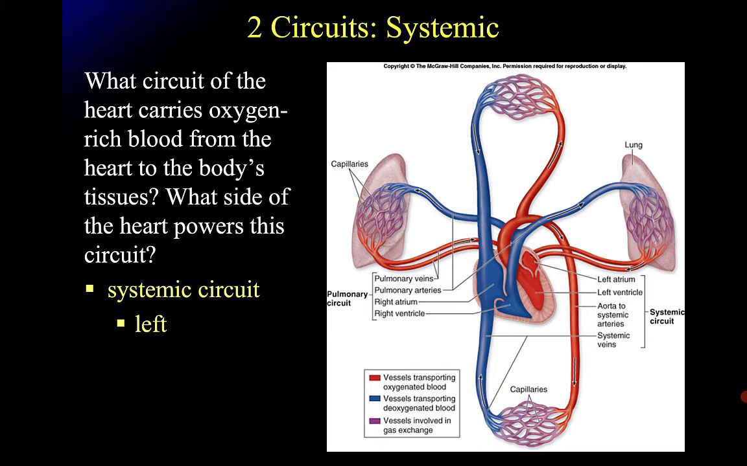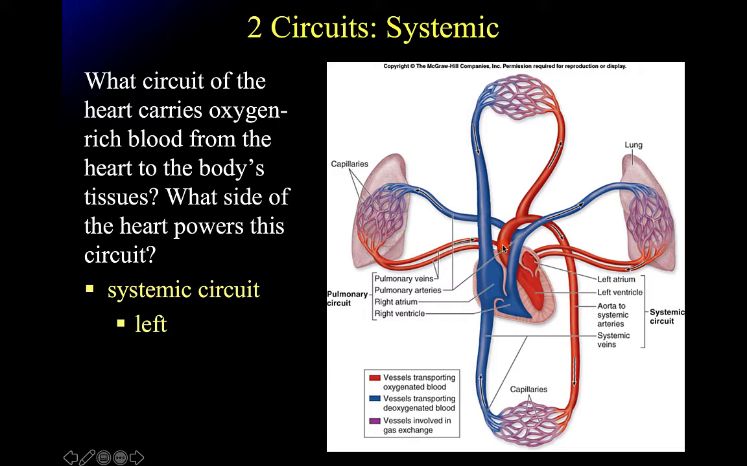The systemic circuit is going to carry oxygen-rich blood, blood that should be low in carbon dioxide, to the body's tissues. Obviously, when it gets to the body's tissues, it's going to pick up CO2 and deliver that oxygen, and then return back to the heart. So this systemic circuit is going to begin here in the left ventricle.